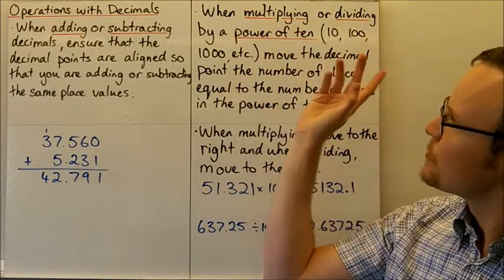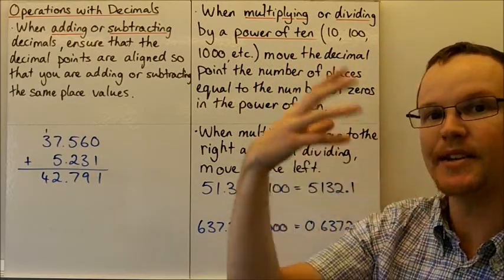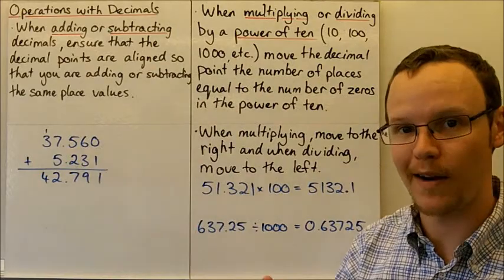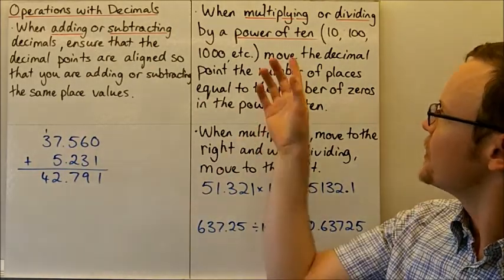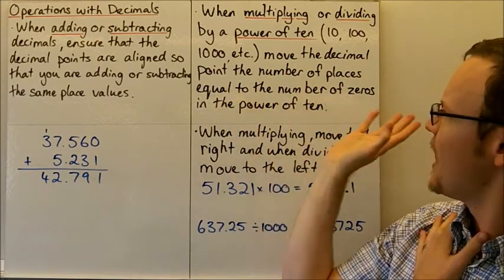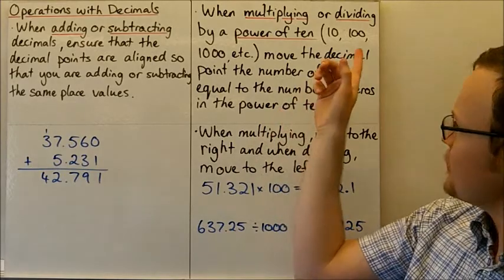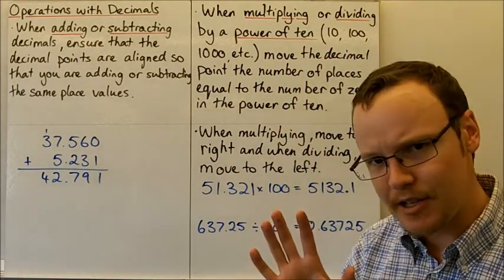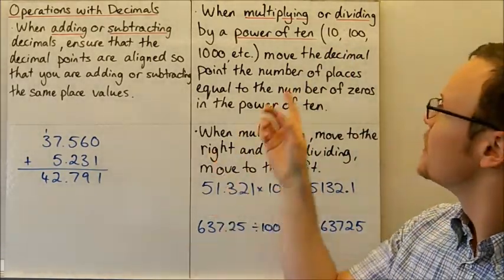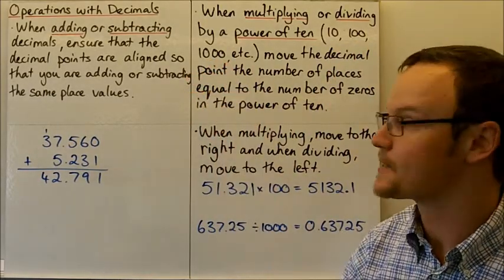When multiplying or dividing by a power of 10, so that's only 10, 100, 1,000, a million, only a 1 with a certain number of zeros, then all you need to do is move the decimal point the same number of places as the number of zeros in the power of 10. So if we're multiplying by 10, we only need to move it one decimal place. If we're multiplying by 100, 2 decimal places, 1,000, 3 decimal places.